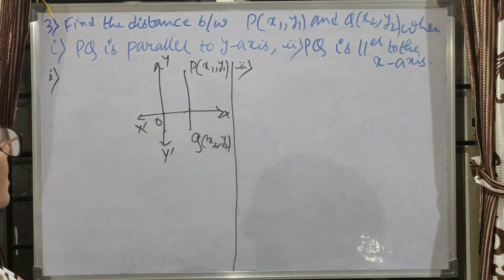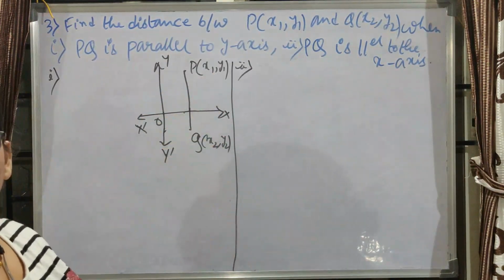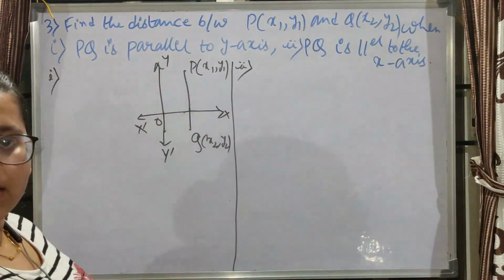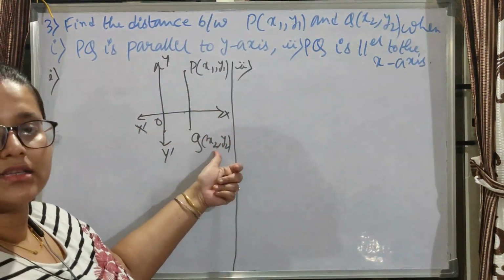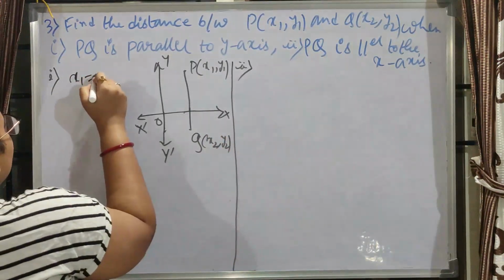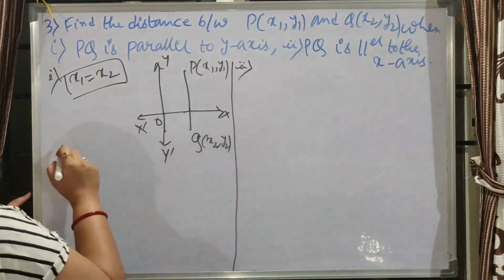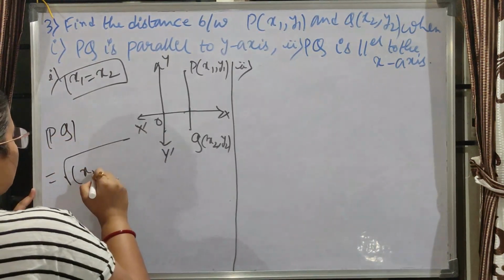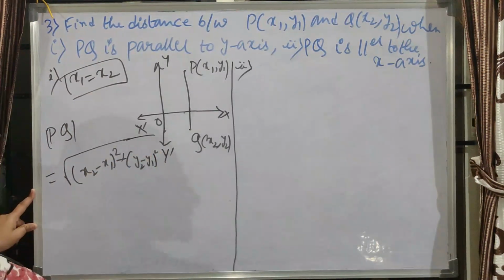Now, when PQ is parallel to the y-axis, what does that mean? Here x1 and x2 will be equal. That means P and Q lie on the same side. Only the direction, meaning the sign, can change. Here it can be minus of x1, but the value will be the same. So x1 equals x2 when it's parallel to the y-axis. Now the distance PQ is the square root of (x2 minus x1) whole square plus (y2 minus y1) whole square. We know this formula, the distance formula.